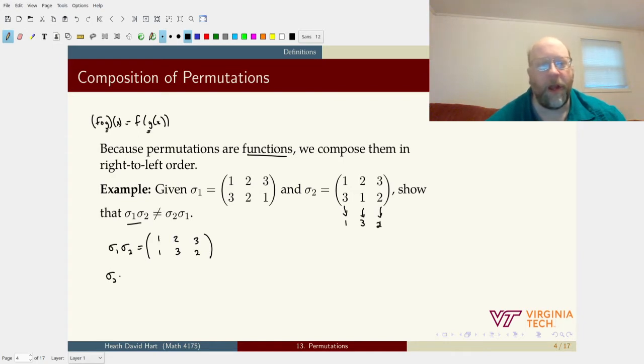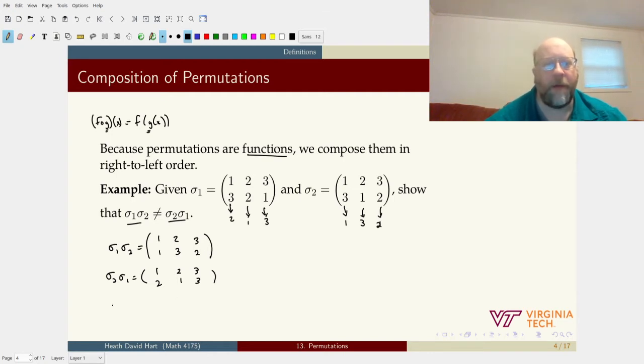If we compose them in the other order, sigma 2, sigma 1, 1 goes to 3, but then 3 goes to 2. So 1 went to 3 and then on to 2. 2 stays the same, but then goes back to 1. And then 3 goes to 1, but then comes back to 3. And so 1 goes to 2, 2 goes to 1, and then 3 goes to itself. And so that's what we get when we do sigma 2, sigma 1.